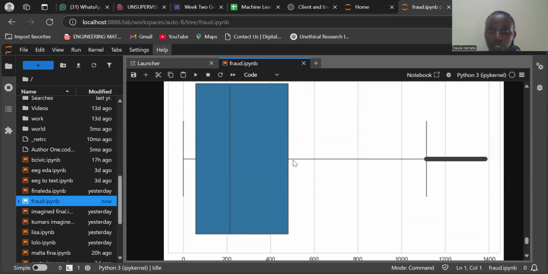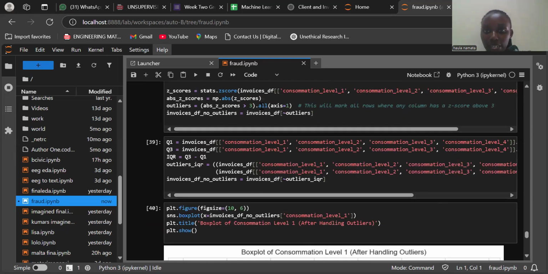That was the data visualization that we were able to do, and all this together is our exploratory data analysis.